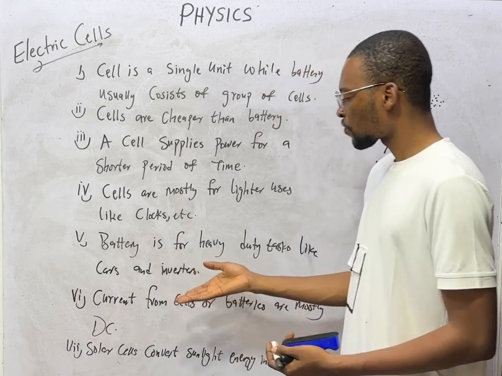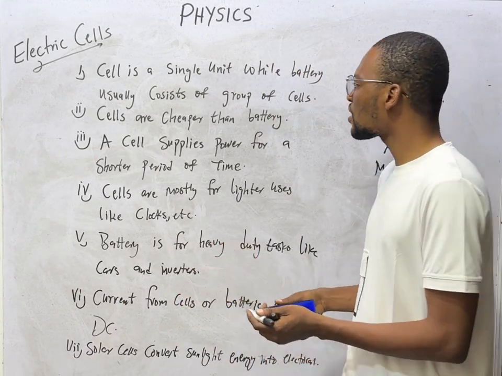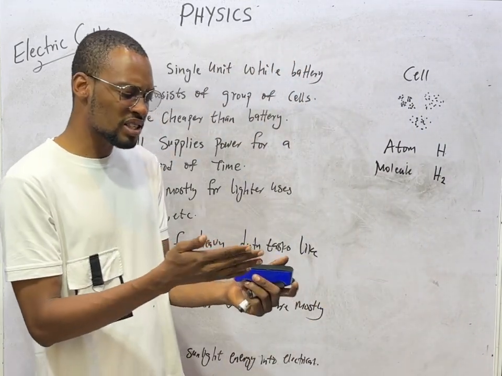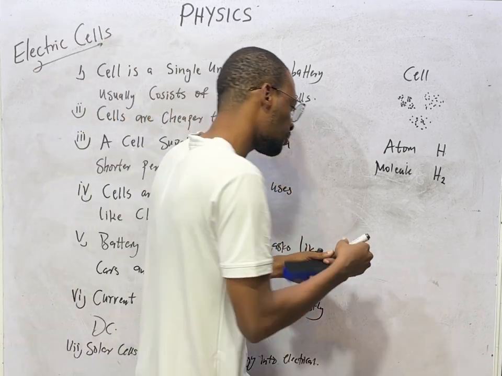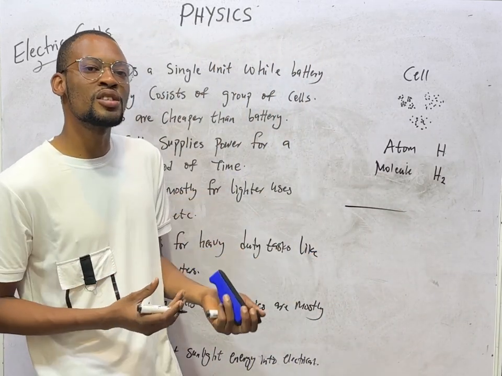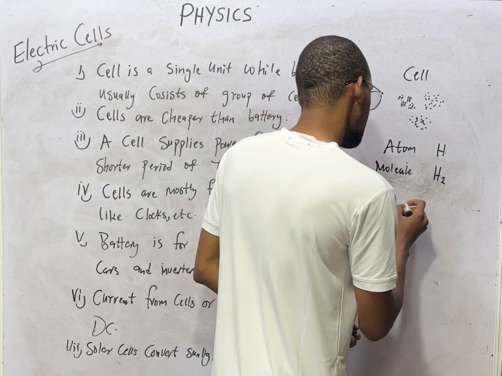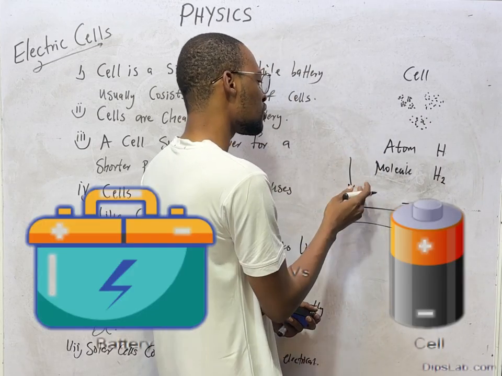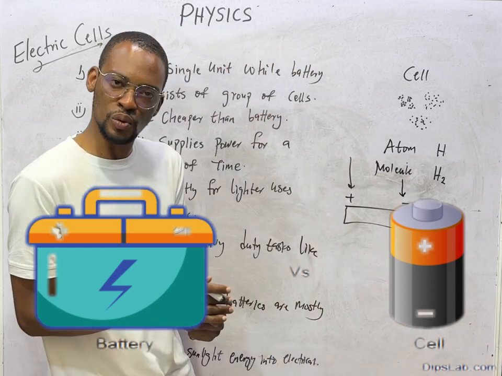And by the way, current from batteries or cells are mostly direct current. Currents can be direct or alternating. Direct currents are currents that don't change their direction of flow. They just flow straight like this. And because they flow in only one direction and don't change, this is why they have terminals. If you have a battery like this, and they say here is positive and here is negative, if you are connecting anything to battery, you must connect positive to positive and negative to negative. Otherwise, it will not work.